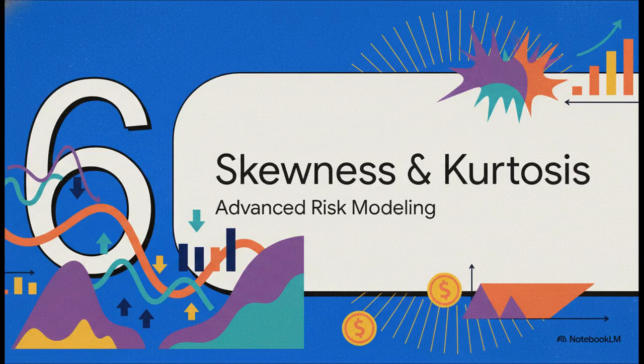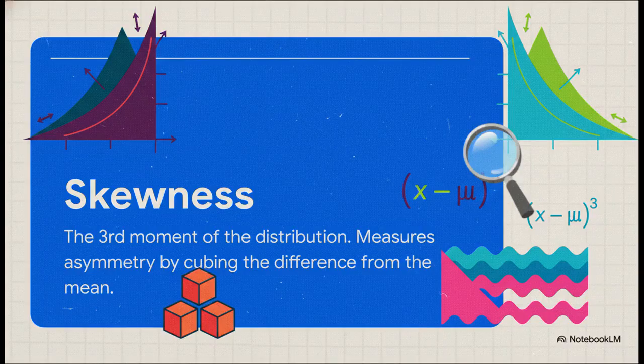Section 6, Skewness, Kurtosis, and Finance. Welcome to Advanced Risk Modeling. We've just explored the second moment of a distribution, which is dispersion. Now, let's softly break down the third and fourth moments used in advanced quantitative analysis, taking it one careful step at a time. The third moment is called skewness.